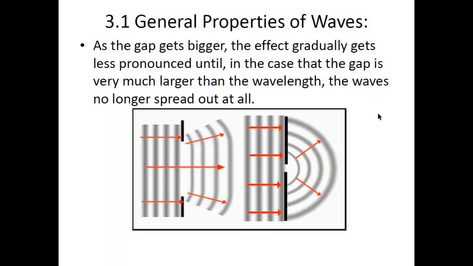As the gap gets bigger, the effect gradually gets less pronounced until, in the case where the gap is very much larger, the wave no longer spreads out at all. If the gap is bigger than the wavelength of the wave, then the wave does not bend, does not spread, it simply passes through. Whereas the smaller the slit is, the smaller the hole is, the more spread out the waves are.